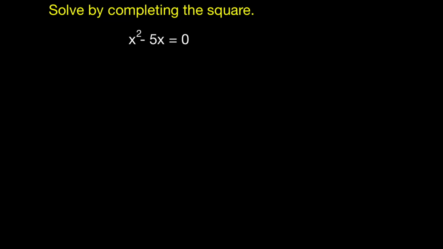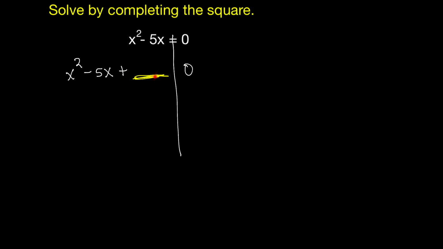Solve by completing the square. Now, notice that in this equation, I don't have a constant to move over to the other side. So I'm going to jump straight to the completing the square process. On the left hand side, I'm going to write x squared minus 5x, and I'm going to leave some room because I need to add the value that's going to give me the perfect square trinomial.